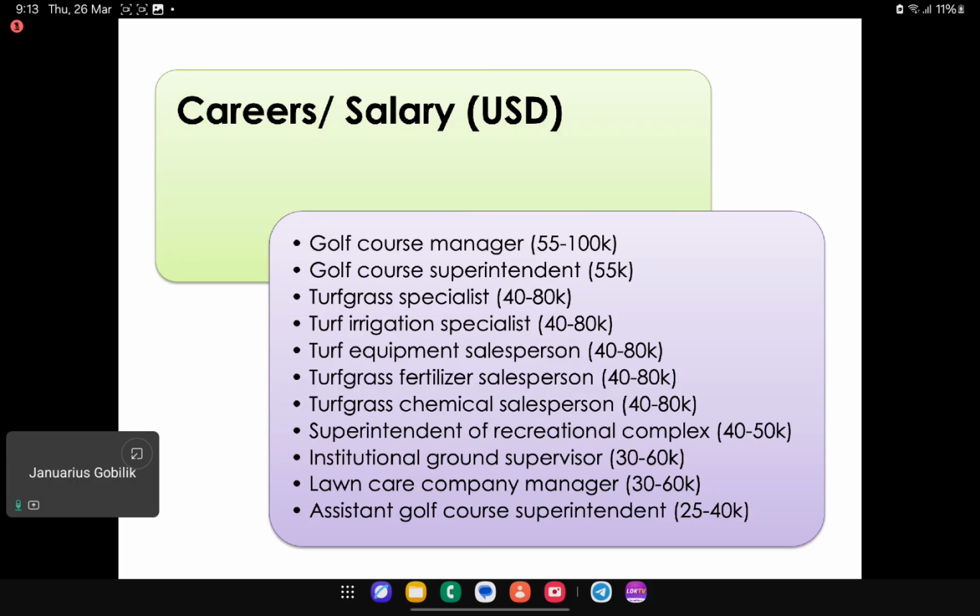So a little bit about the salary. Of course, you can read this later on. But maybe the highest salary is around 100,000, in United States dollars. So you can be really a very rich person if you become a turf grass manager in the golf course industry.